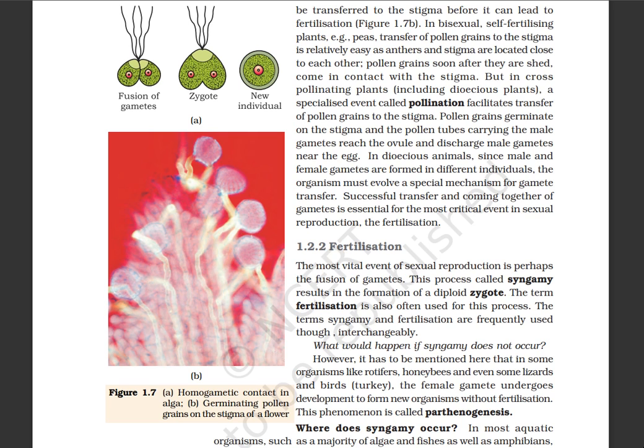However, it has to be mentioned here that in some organisms like rotifers, honeybees and even some lizards and birds, turkey, the female gamete undergoes development to form new organisms without fertilization. This phenomenon is called parthenogenesis.